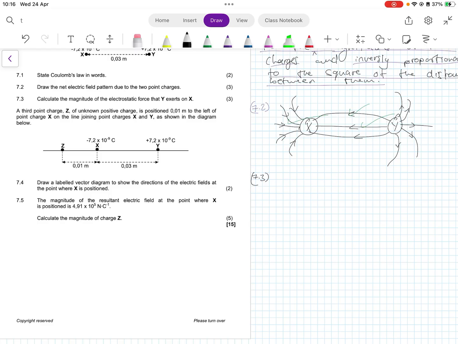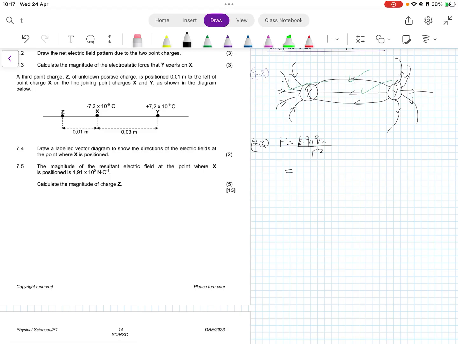Well, 7.3 is asking us to calculate the magnitude of the electrostatic force that Y exerts on X. Now, we know Coulomb's law tells us that the electrostatic force exerted by one point particle on another point particle is directly proportional to the product of the magnitudes of their charges and inversely proportional to the square of their distance, okay, with some proportionality constant K.